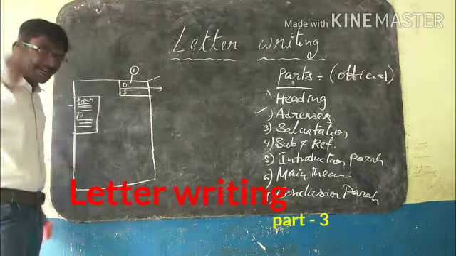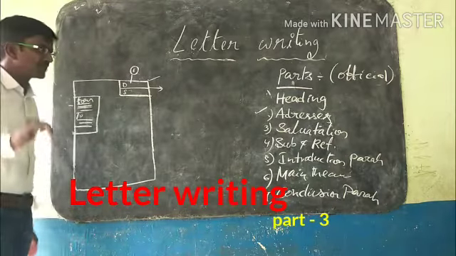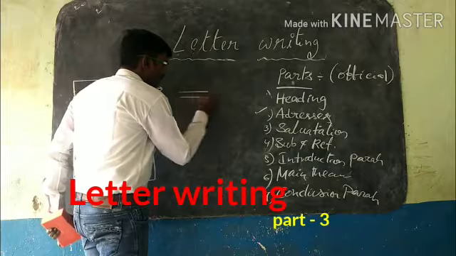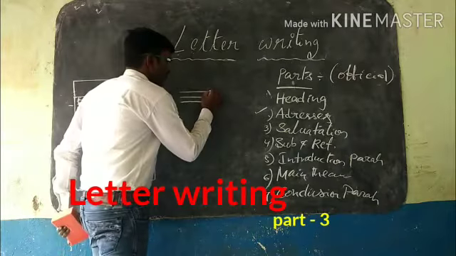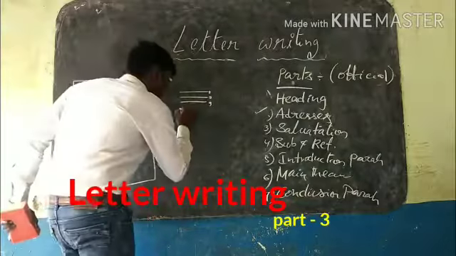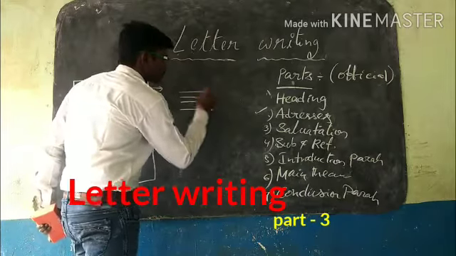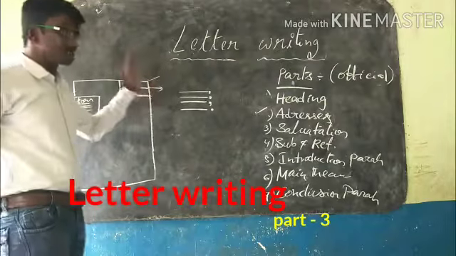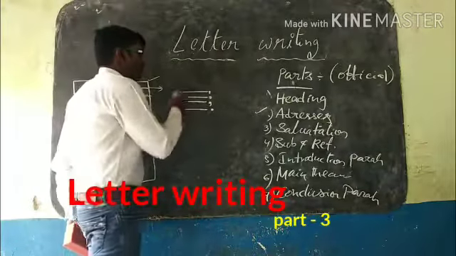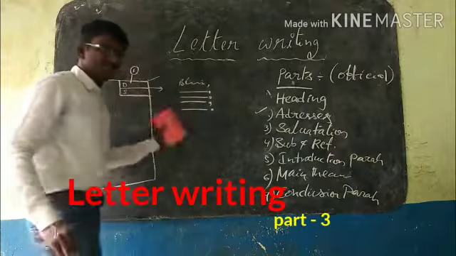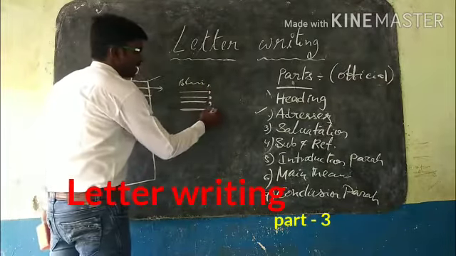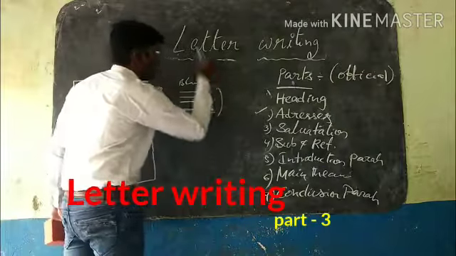At the time of writing addresses, we should follow one rule. After every line, we have to keep a comma at the end of the line. At the last line in your address, we have to use a full stop. This is the main rule. Not only in writing a letter, wherever you write an address, you should write it like this only. At the end of every line, you have to use commas. At the end of the last line, you have to use a full stop. This rule is very important.